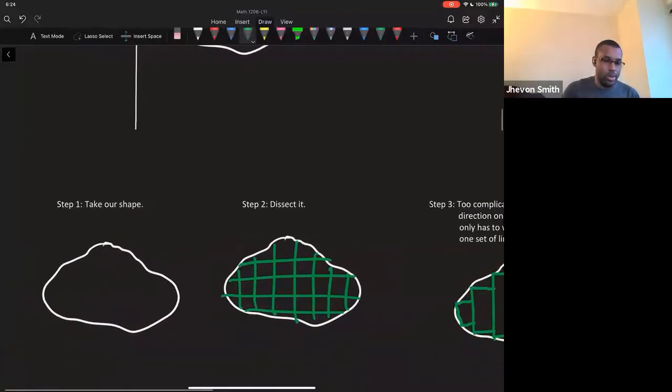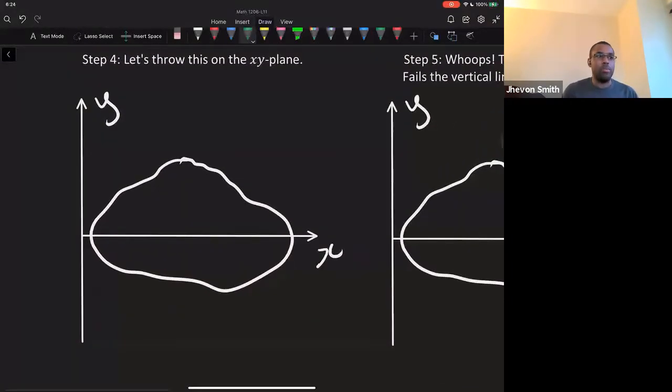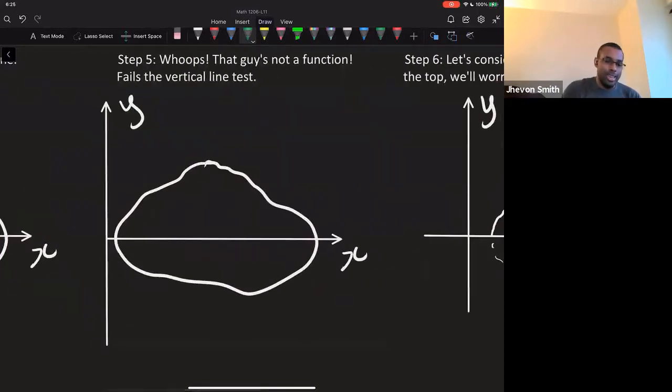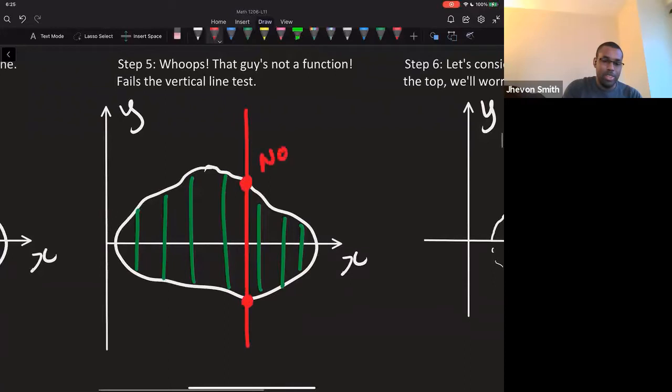All right, so we go down, right? So we have this guy, and let's throw this on the XY plane. All right, boom, boom, boom. So we have all these strips, and we want to be able to use the machinery that we have to talk about this. So I want to describe this in terms of functions and dissecting the function according to some x values. The thing is, though, even if we dissected it, it's not a function, because if you were to hit it with a vertical line test, it's not a function.